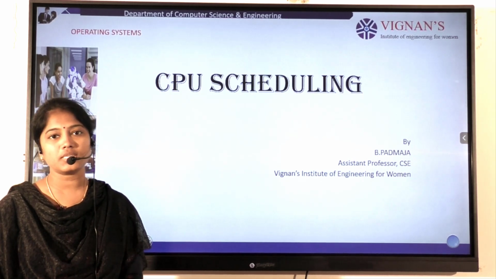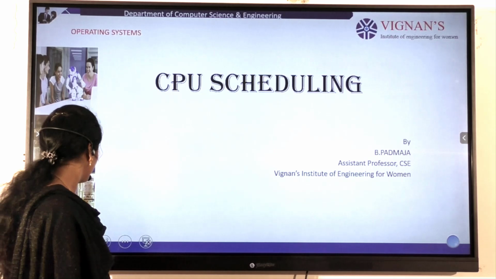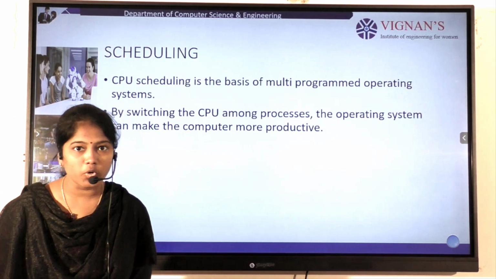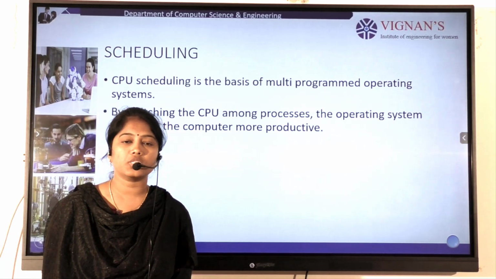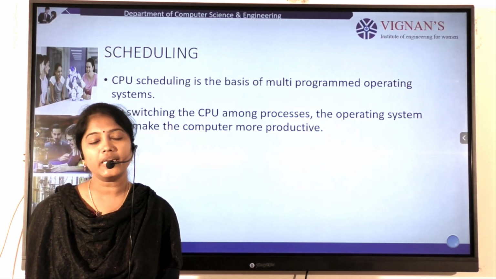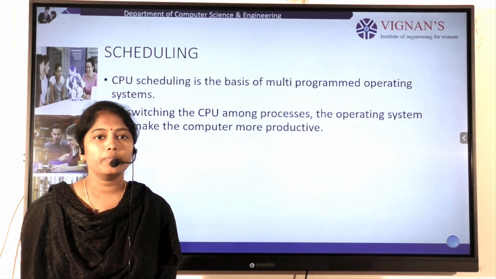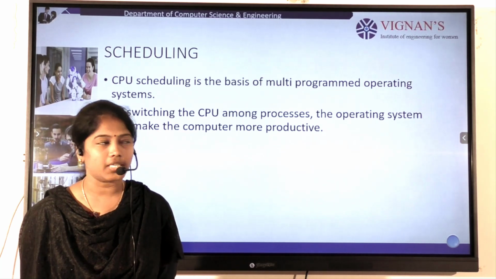Today I am going to discuss CPU scheduling algorithms. Before going to CPU scheduling algorithms, we have to know about process. So what is a process? A process is nothing but a program in execution. A program is a passive entity, whereas a process is an active entity.